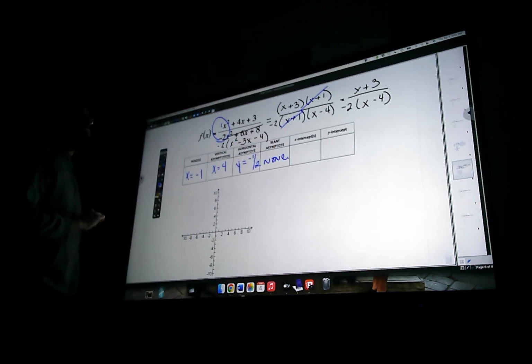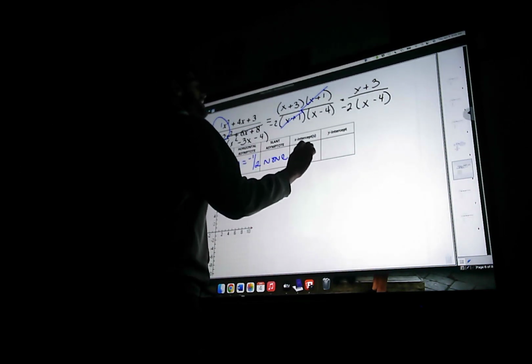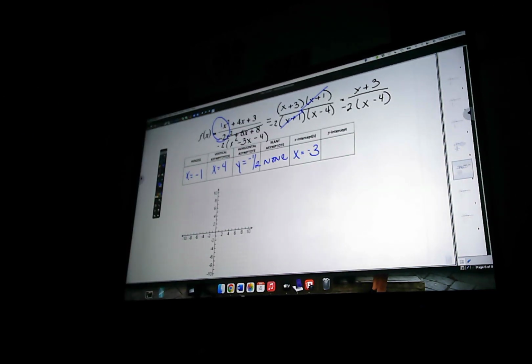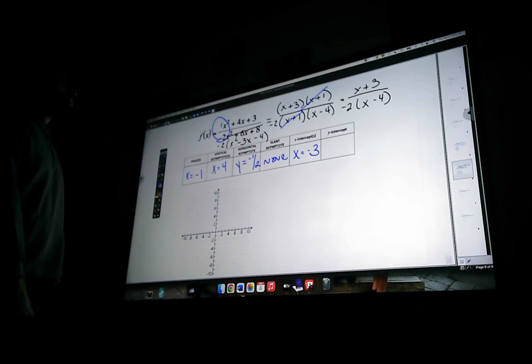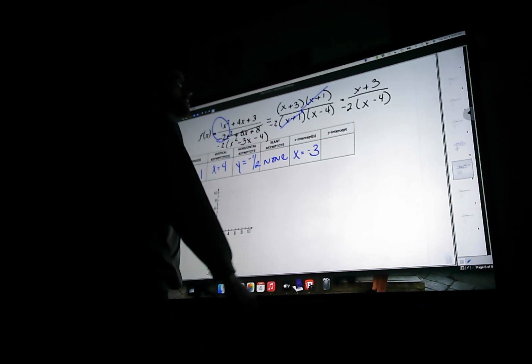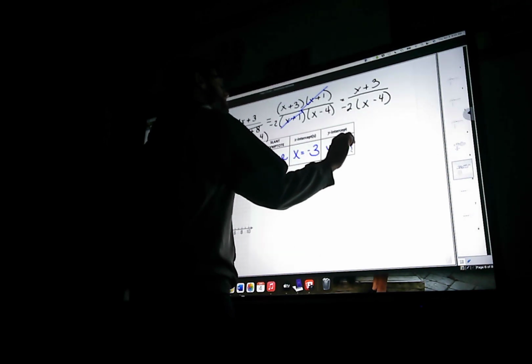X-intercept, where is this going to cross the x-axis? -3. X equals -3. Please make sure to write x equals or y equals, or it's wrong. I will take partial credit off. Y-intercept, where is this going to cross the y-axis? 3/8. X equals or y equals? Y equals. Y equals positive 3/8.